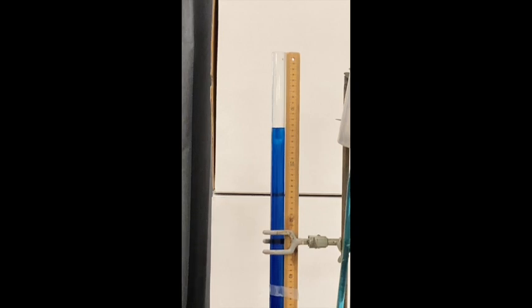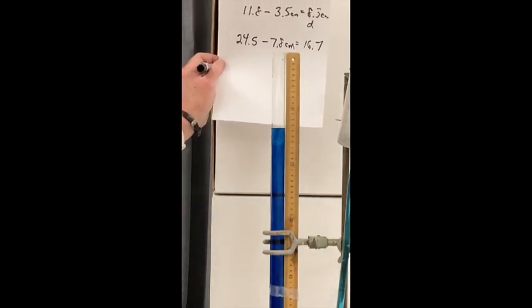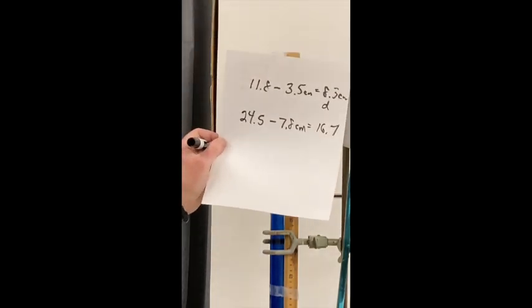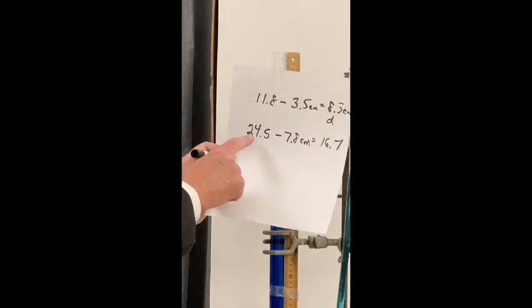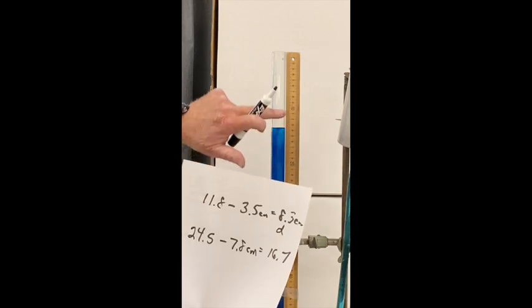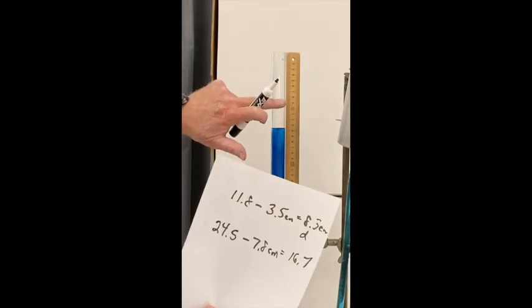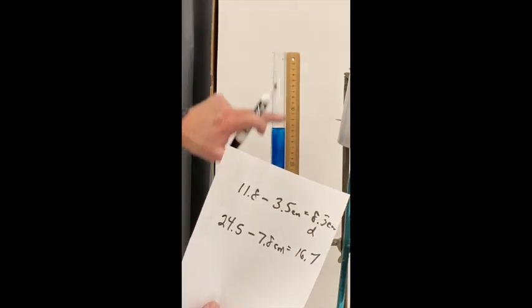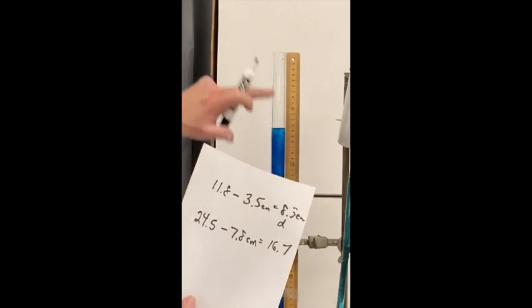Is 16.7. Yeah. So for the next one, the 1024 tuning fork, the lowest one was at 24.5. The next one was at 7.8 because we want to try and measure the difference between these two, and that's 16.7. All right, so that's with that tuning fork.